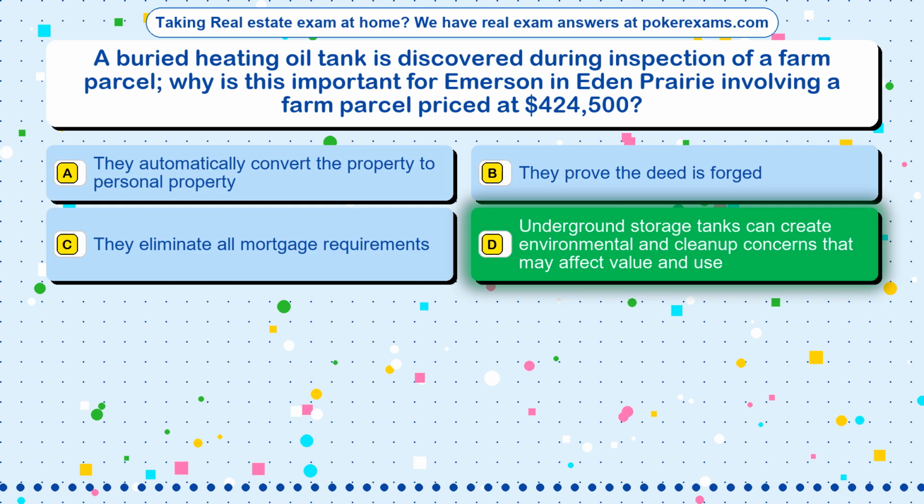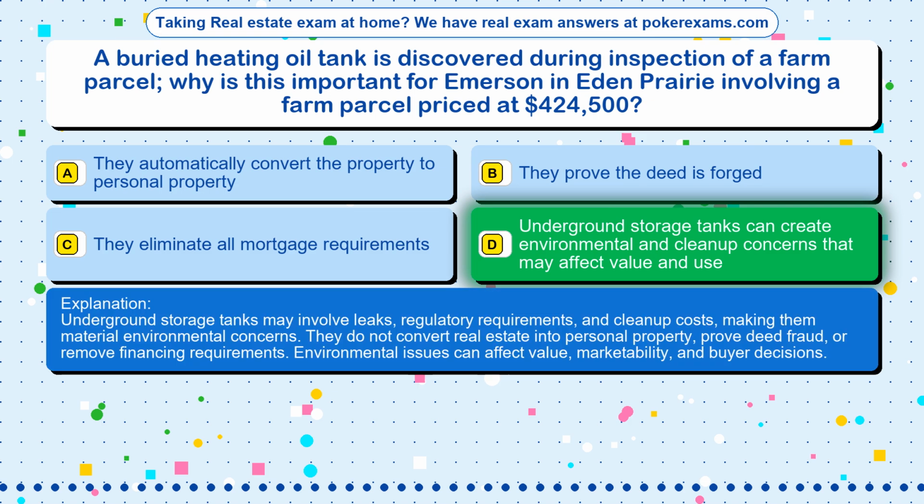The correct answer is option D. Underground storage tanks can create environmental and cleanup concerns that may affect value and use. Underground storage tanks may involve leaks, regulatory requirements, and cleanup costs, making them material environmental concerns. They do not convert real estate into personal property, prove deed fraud, or remove financing requirements. Environmental issues can affect value, marketability, and buyer decisions.